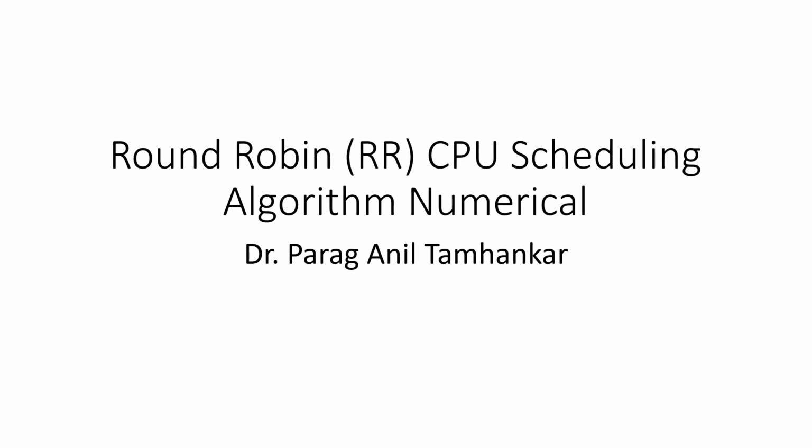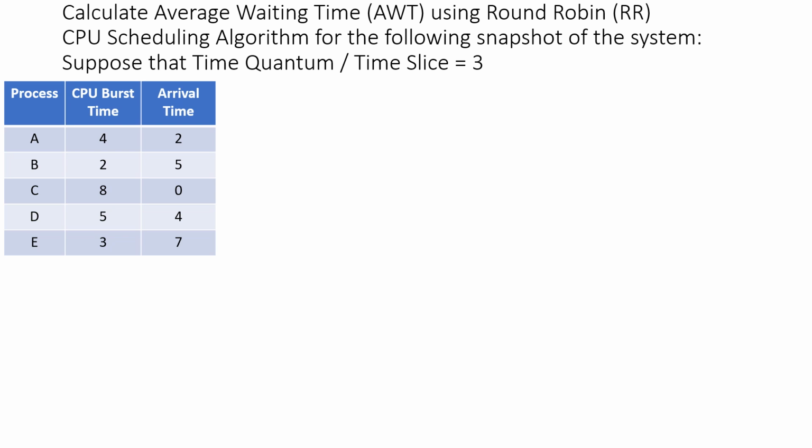Hello all. In this video we will solve the numerical for round robin CPU scheduling algorithm. So we have to calculate average waiting time and the algorithm is round robin. Now in this round robin CPU scheduling algorithm we need to know the time quantum or time slice, and let us say it is defined to be 3, right? Now round robin is also called as FCFS with preemption.